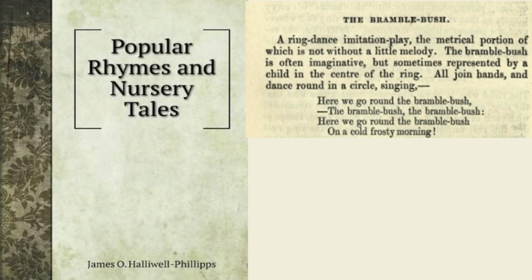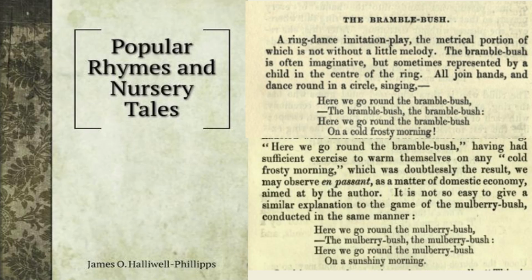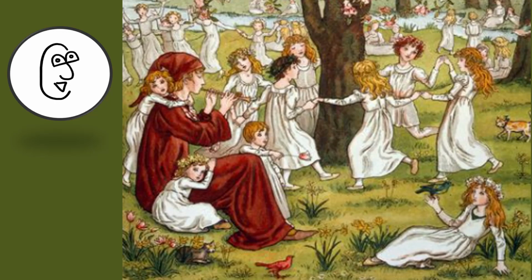However, in Halliwell's version, the children appear to be expected to dance around a bramble bush on a cold and frosty morning, and actually dance around a mulberry bush on a sunny morning. There's speculation as to why the mulberry bush took the place of the bramble bush. It may be that it's simply just easier for alliteration, but to be honest, I can envisage parents telling children to find a different plant to dance around other than brambles.